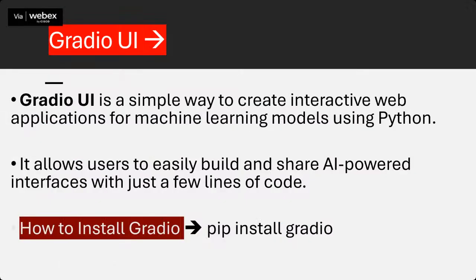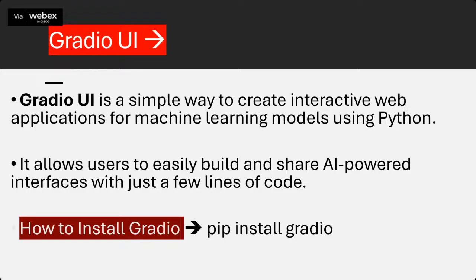What is Gradio? What is Streamlit, guys? Streamlit is a front-end UI, or not? Yeah, where leaders can see the requirement. And here Gradio is a UI. It's a simple way to create interactive web applications for machine learning models using Python. It allows users to easily build and share AI-powered interfaces with just a few lines of code.